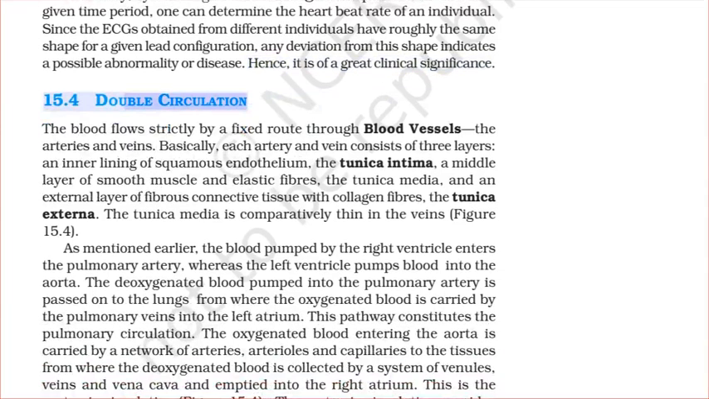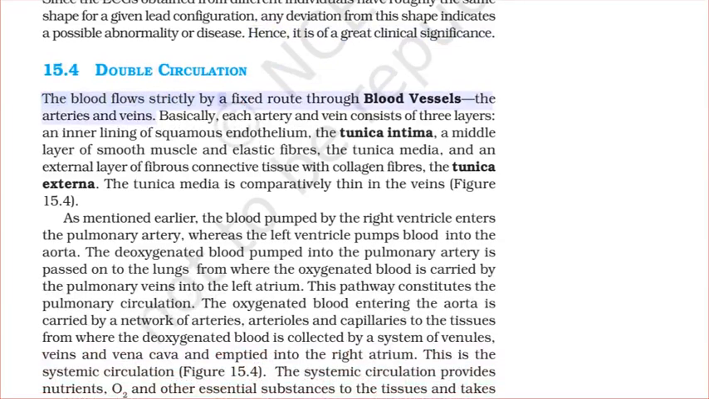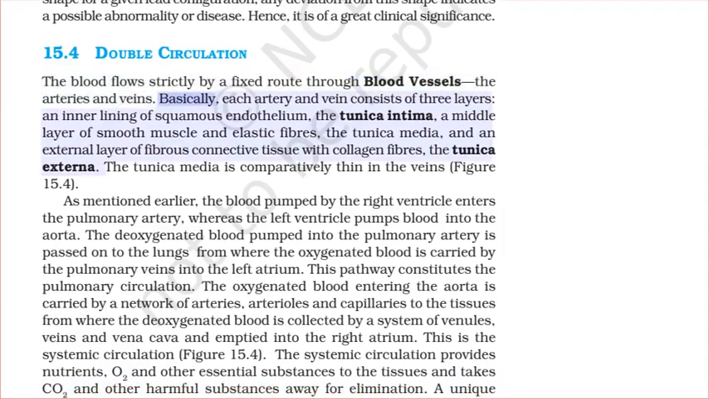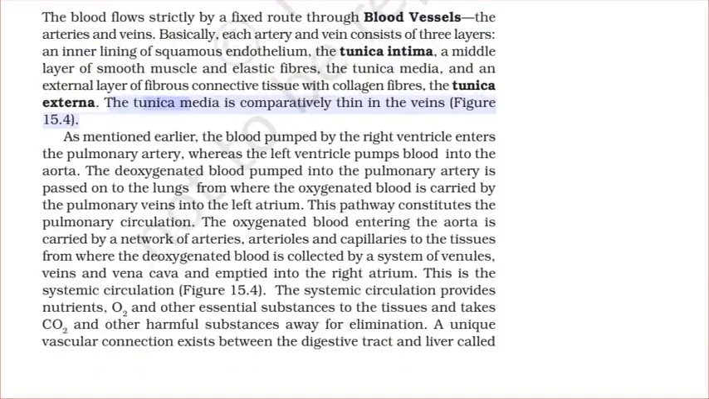Double circulation. The blood flows strictly by a fixed route through blood vessels, the arteries and veins. Basically, each artery and vein consists of 3 layers: an inner lining of squamous endothelium, the tunica intima, a middle layer of smooth muscle and elastic fibers, the tunica media, and an external layer of fibrous connective tissue with collagen fibers, the tunica externa. The tunica media is comparatively thin in the veins.